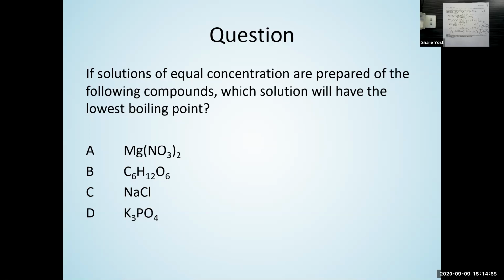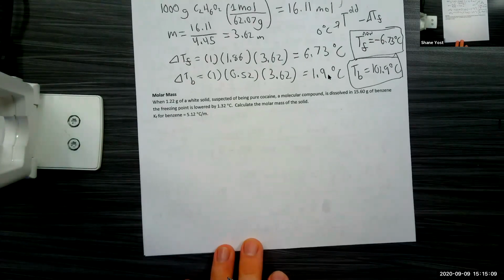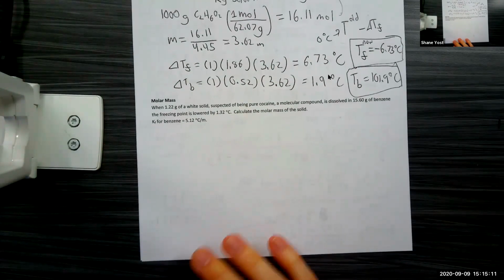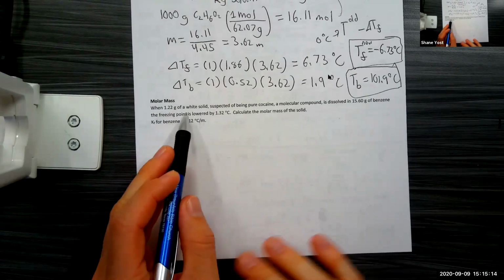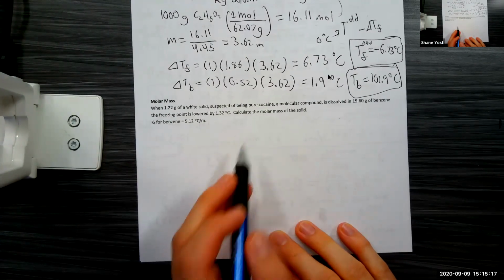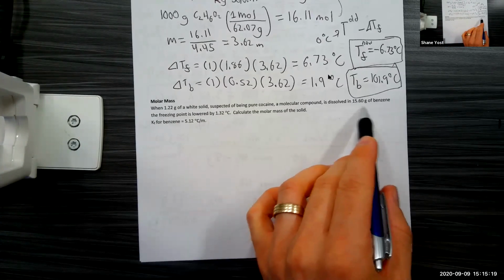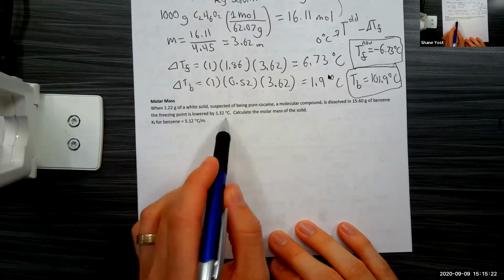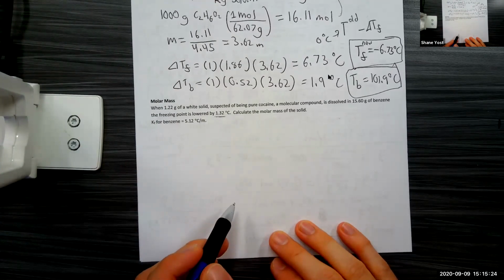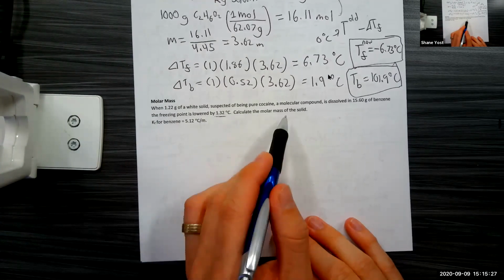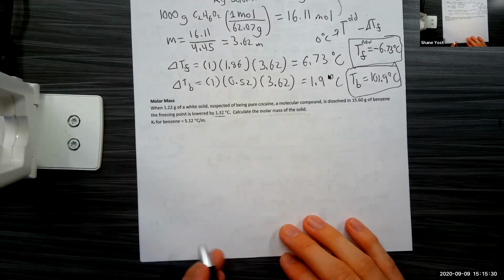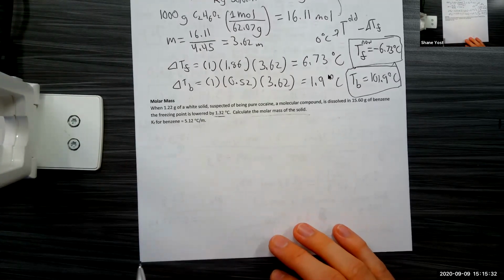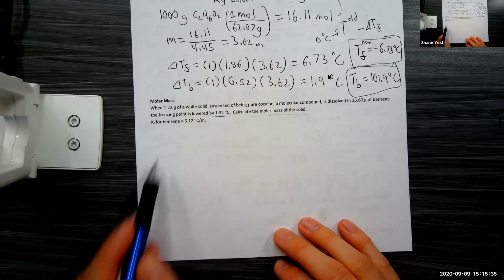So they're online. There is a solution to this last kind of problem here. The fun little thing: you have 1.22 grams of a solid suspected of being pure cocaine. You dissolve that in 15.6 grams of benzene, and you measure the freezing point lowering by 1.32 degrees Celsius. We want to know the molar mass of that solid, and determine whether or not that molar mass agrees with the molar mass of cocaine.